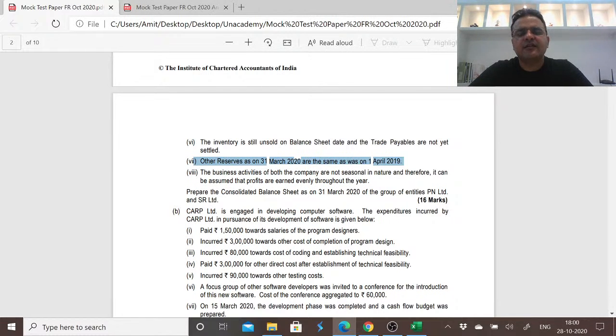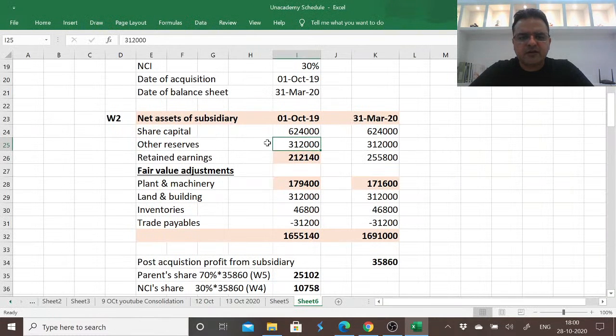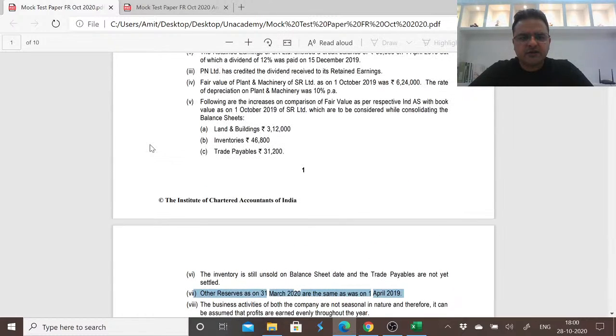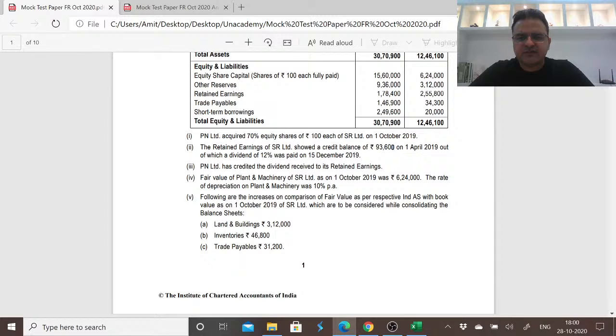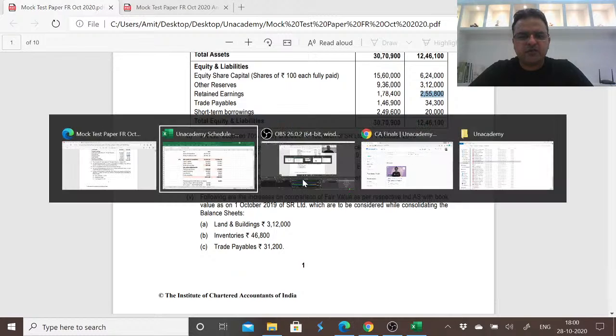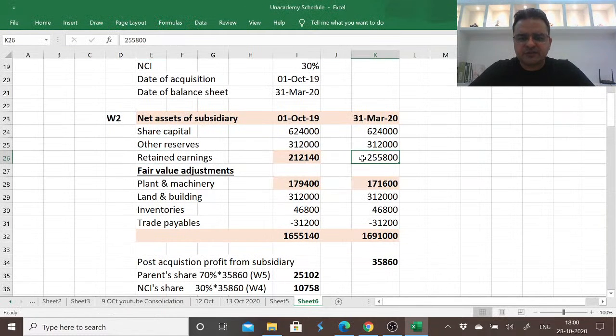When I read this statement, we included 312,000 in the other reserves on 1st October 2019. The retained earnings position showed a credit balance of 93,600 on 1st April 2019, out of which a dividend of 12% was paid on 15 December 2019. The retained earnings balance position is given as 25,800. What we needed was the retained earnings position on the date of acquisition, that is on 1st October 2019.